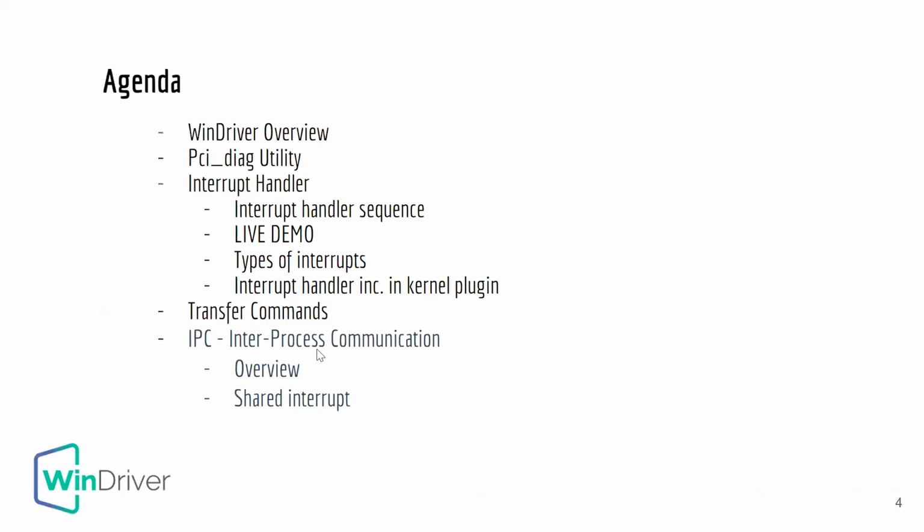So what are we going to do today? We are going to have a quick, brief WinDriver overview, because we're not here for that. Then we're going to review the PCI Diag utility. Where can you find it? What can you do with it? We'll talk a lot about the interrupt handler, both the PCI Diag, but also our API, and what an interrupt is and what the types of interrupt are. We will talk about the sequence. We will have a live demo. Stay for it. It's cool and important.